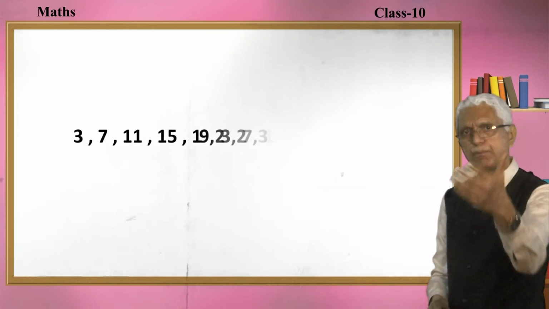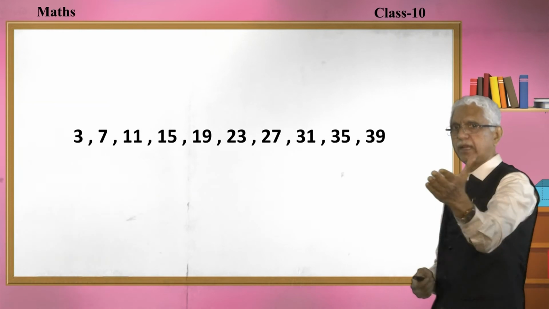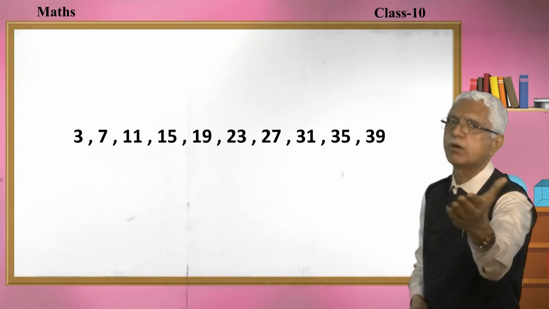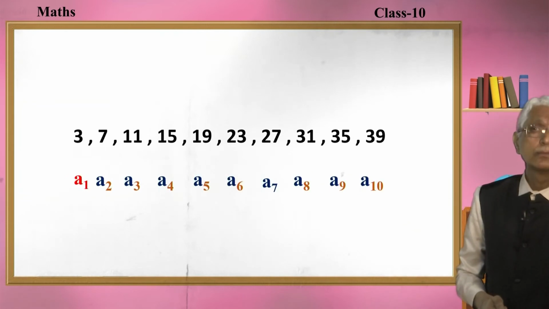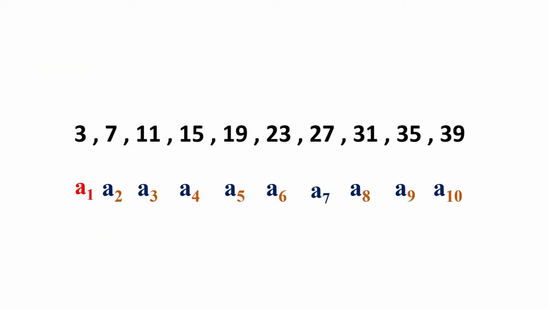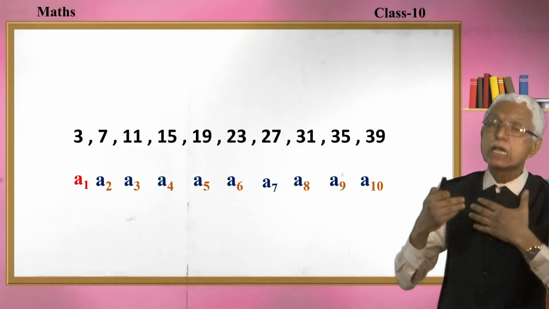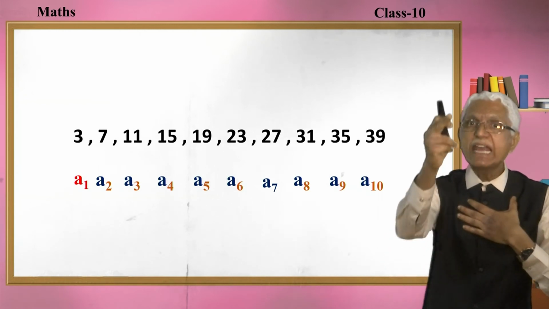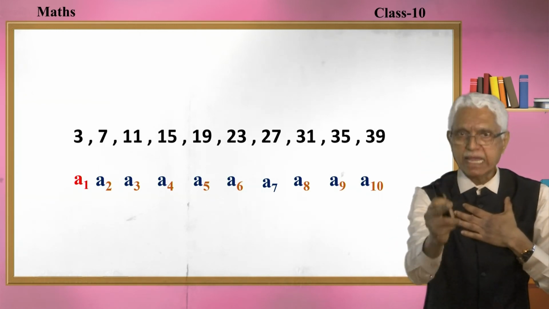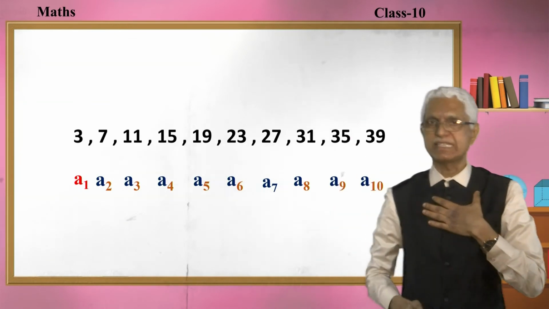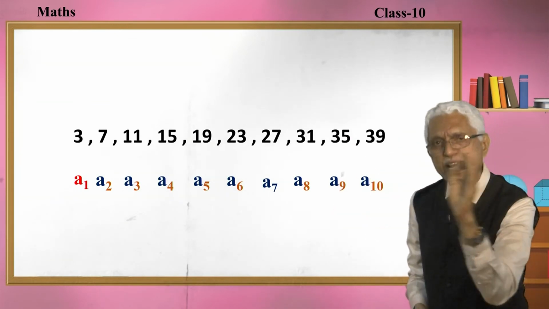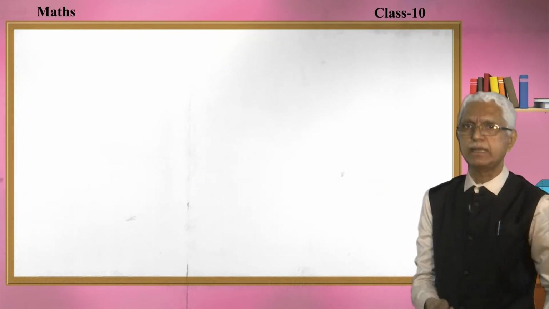Beautiful. Now, please take here, my dear children, 3, 7, 11, 15. I am sure by now, obviously, you have identified it is an arithmetic progression. What is the common difference? Can anyone tell me what is the common difference? 4. 7 minus 3 is 4, 11 minus 7 is 4, 19 minus 15 is 4, 35 minus 31 is 4. Suppose I denote the first term as A1, second as A2, third as A3 and the 10th term as A10. For convenience, I have named the terms as A1, A2, A3 up to A10.